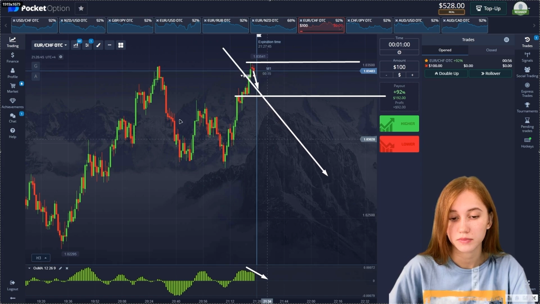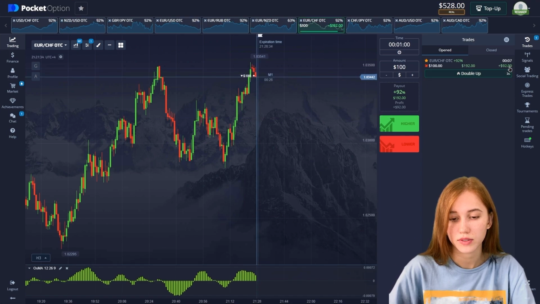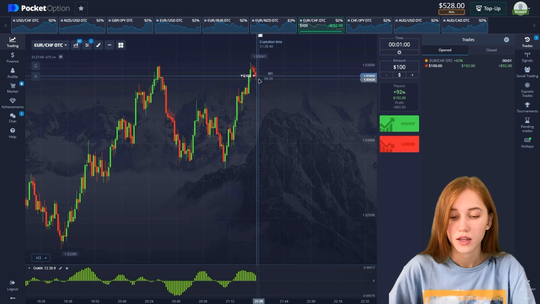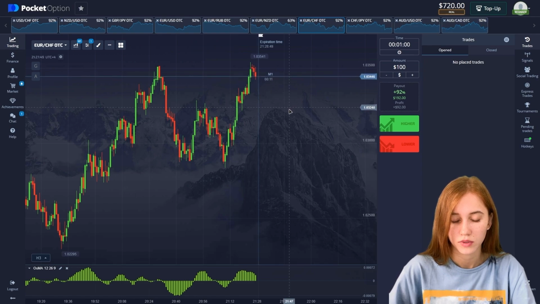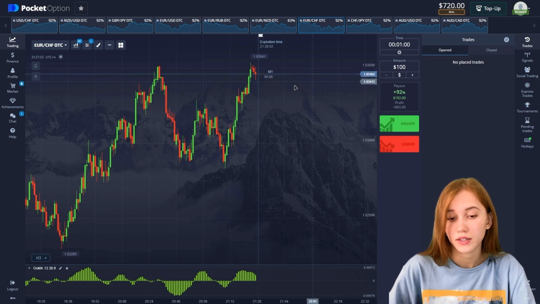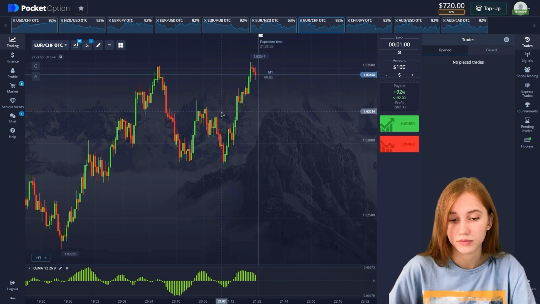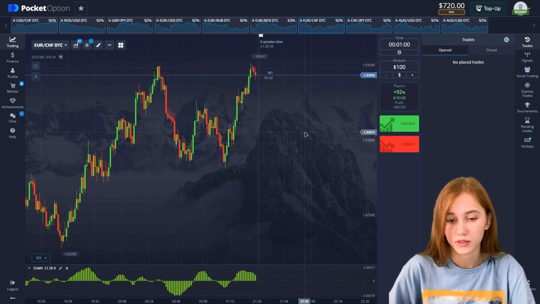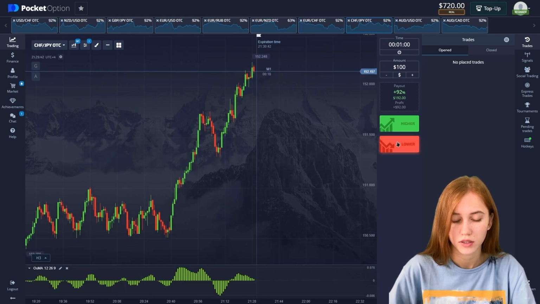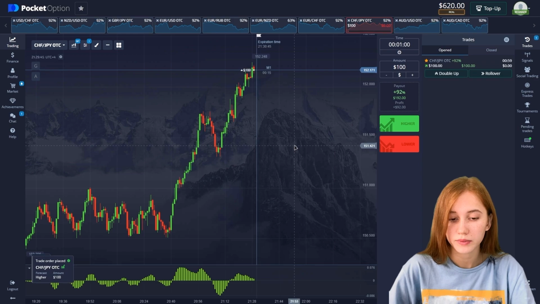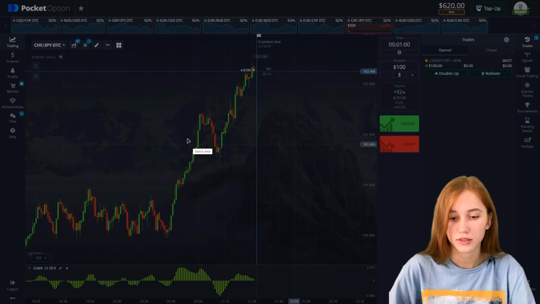Let's see. So 6 seconds left. There you see this candle and the profit is $92. Good. So the indicator is helping us well. And let's move on and open the next concept. I'll open up and start our technical analysis.